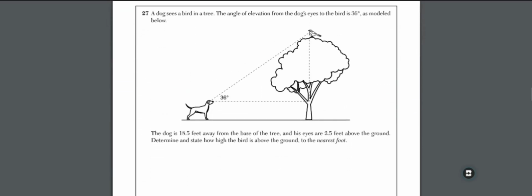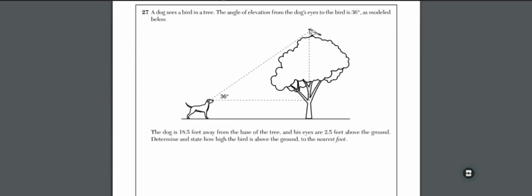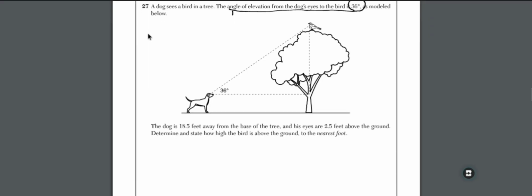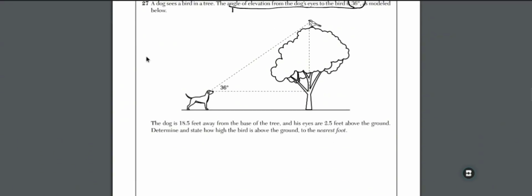Question number 27 says, a dog sees a bird in a tree. The angle of elevation from the dog's eyes to the bird is 36 degrees as modeled below. The dog is 18.5 feet away from the base of the tree, and his eyes are 2.5 feet above the ground. Determine and state how high the bird is above the ground to the nearest foot.